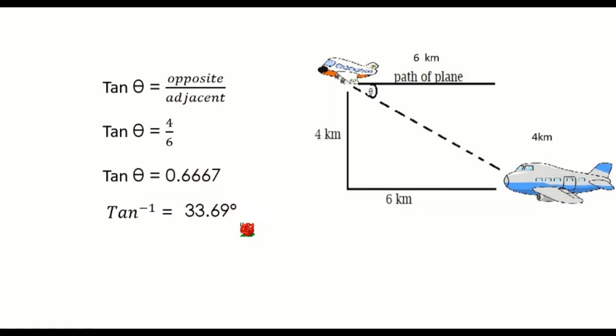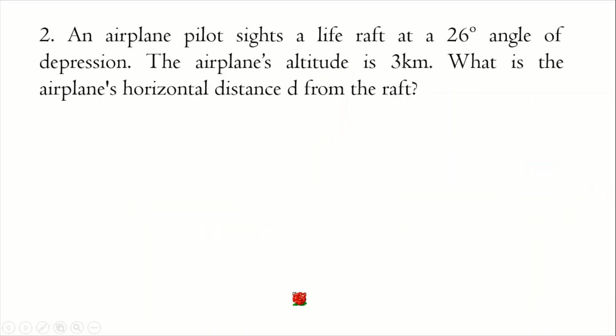33.69 degrees only. No km needed. So another example: an airplane pilot sights a life raft at a 26 degree angle of depression. The airplane's altitude is 3 kilometers. What is the airplane's horizontal distance d from the raft? When we talk about altitude, that means height.